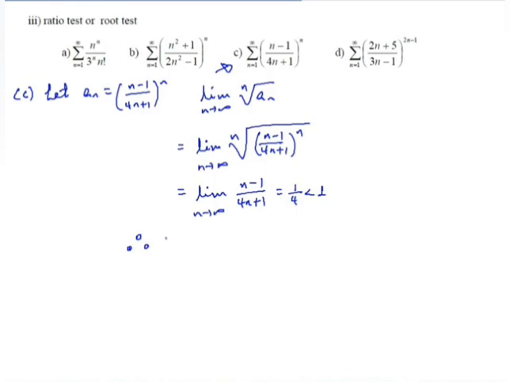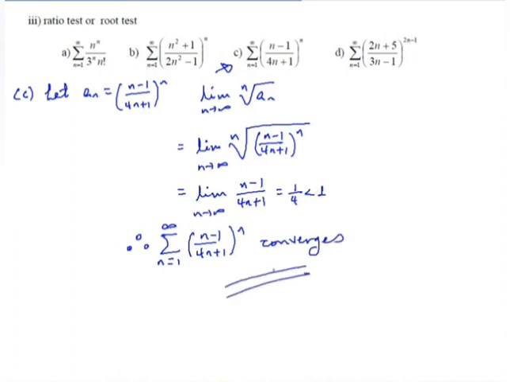Therefore the given series, starting from 1 up to infinity, (n minus 1 by 4n plus 1) the whole to the n, converges. So the series converges.